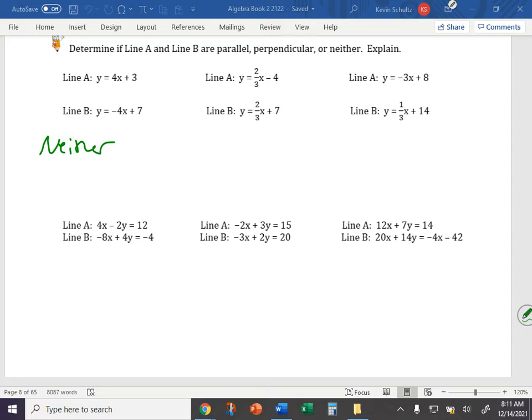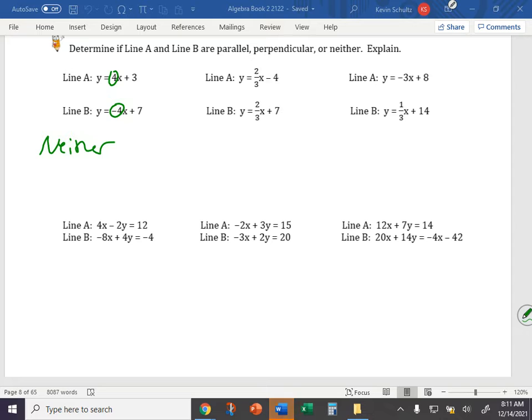Yeah, so all you're looking for here to determine parallelism or perpendicularity is the slope. That's it. That's all you care about is the slope. So we look at the slope of line A, it's +4. We look at the slope of line B, it's -4. Are they the same?